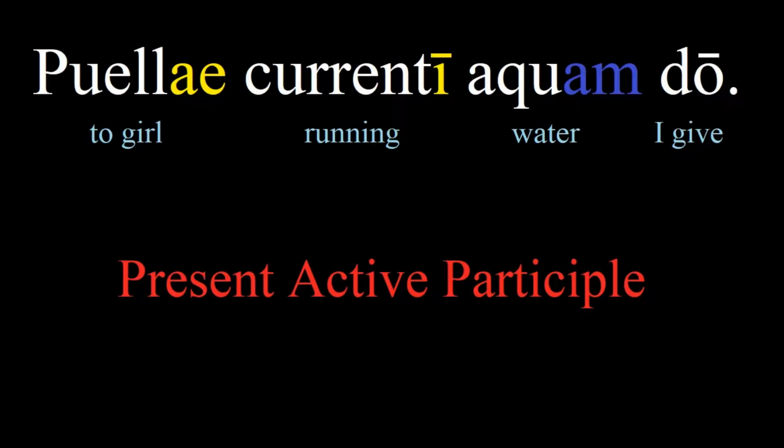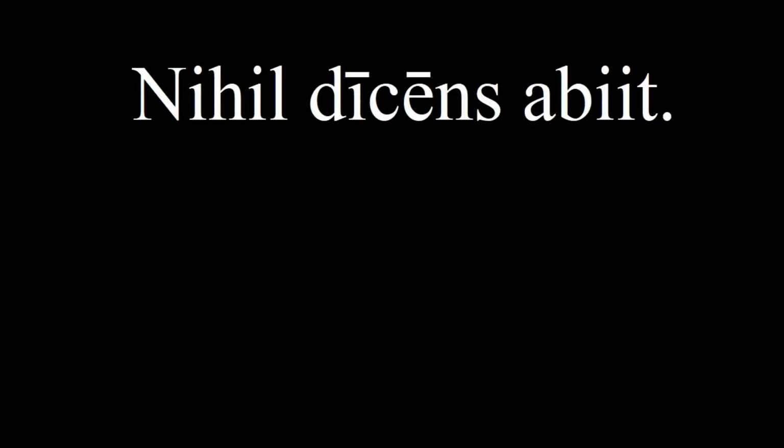This form of the participle is called the present active participle. But don't worry so much about the name. These are the verbs that get changed into adjectives that end in ing in English. There's another way we can use these participles. Look at the next sentence. Nihil dicens abiit.